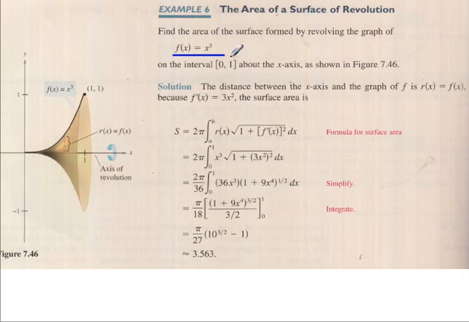So it says, think about x cubed, find the area formed by revolving that graph about the x-axis. They could have asked about the y-axis. Make sure you watch your axis of revolution. And they said do it from 0 to 1. So you can see that there's hardly any area accumulating in there. But once you get out to here, it's spreading out a lot, so you get lots of area on that outside surface. Remember, this is not a solid.